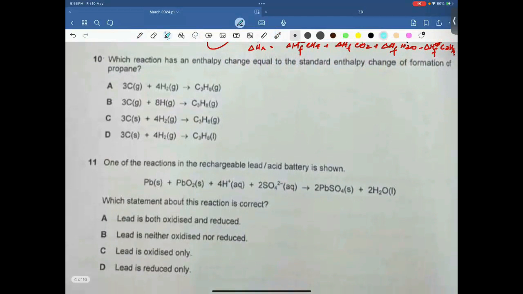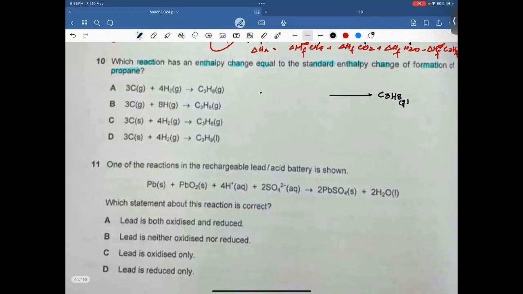Question number 10. Which reaction has an enthalpy change equal to the standard enthalpy change of formation of propane? Propane. Standard enthalpy change of formation of propane. Propane has C3H8. It is a gas at room temperature and pressure. In order to make its equation, first we need to write carbon and then hydrogen. Now we need to balance it. We have 3 carbon atoms on the product side. Let's put 3 on the reactant side. We have 8 hydrogen atoms, so let's put 4 here. Under standard conditions, it is solid, it is gas.